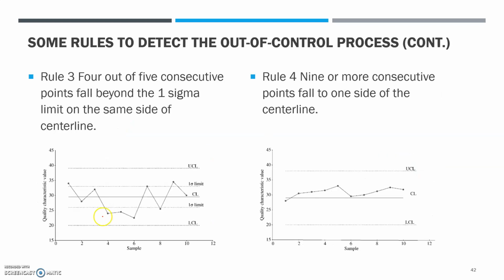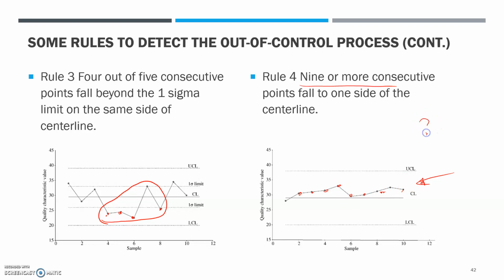Also, sometimes you see 4 out of 5 falling beyond 1 standard deviation, right? 4 out of 5 falling outside of the 1 standard deviation limit. That also gives you reason to believe the process is out of control. This is also very interesting: 9 or more consecutive points falling to one side of the center line.